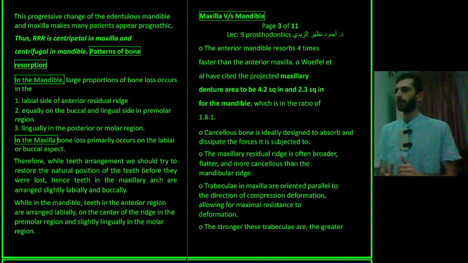Therefore, while arranging teeth, we should try to restore the natural position of the teeth before they were lost. Hence, teeth in the maxillary arch are arranged slightly labially and buccally, while in the mandible, teeth in the anterior region are arranged labially, on the center of the ridge in the premolar region, and slightly lingually in the molar region.